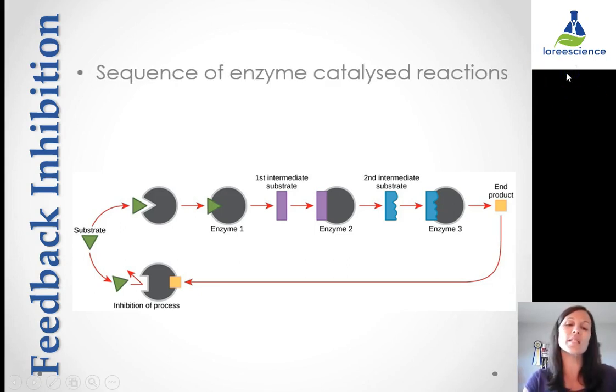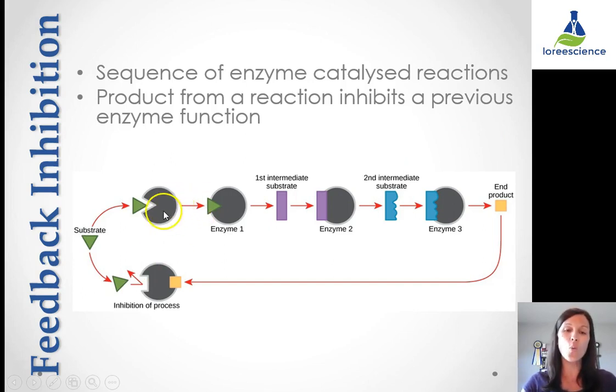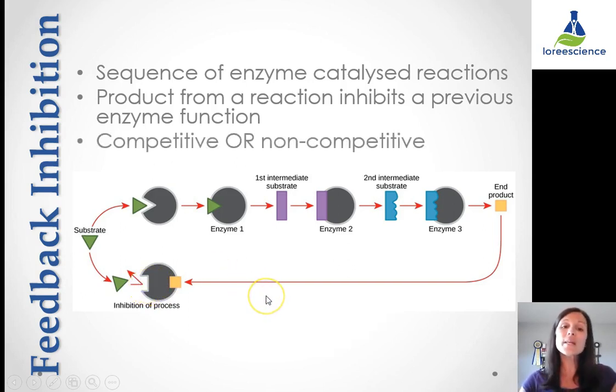This is when there are a series of different enzyme catalyzed reactions, such as cellular respiration. It's not just one reaction and everything happens. It takes several steps, and each step requires an enzyme to make it happen. What happens is the product from one reaction becomes the substrate for the next. At some point, one of those products will bind to a previous enzyme in that chain reaction, and by binding to that previous enzyme, it will inhibit it. It could be competitive or non-competitive inhibition, but it prevents a previous substrate from binding to an enzyme and shuts the entire process down.